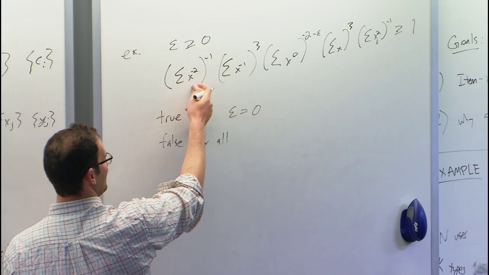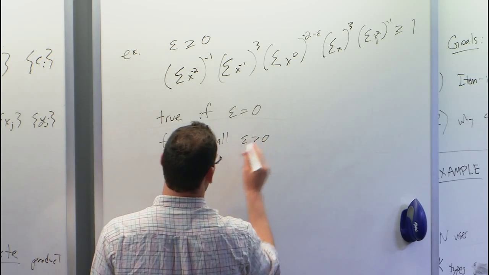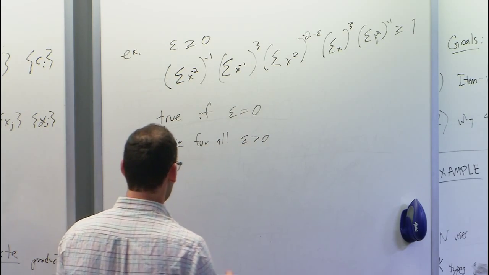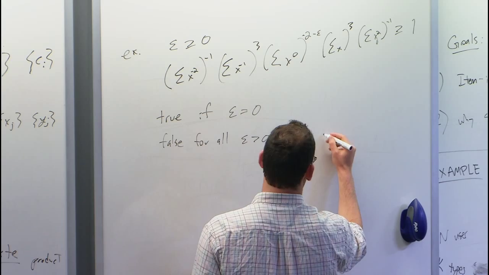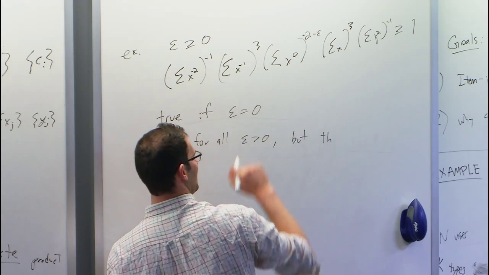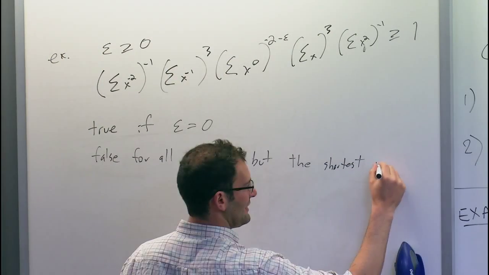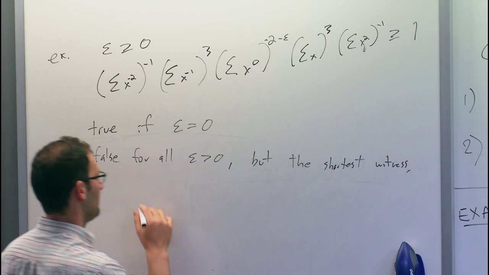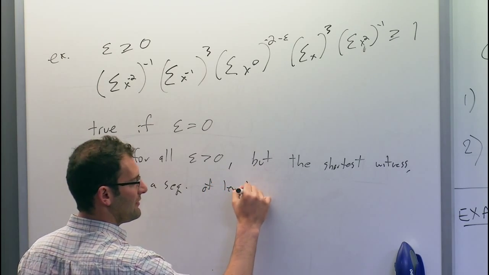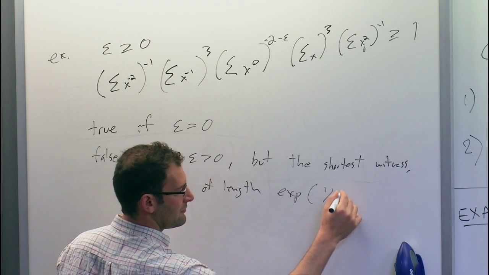So in other words, there exists a sequence x that falsifies it. For any epsilon greater than 0, there exists a sequence of x's that falsify this. But the shortest counterexample, the shortest falsifying sequence, is a sequence of length exponential in, I guess, order 1 over epsilon.